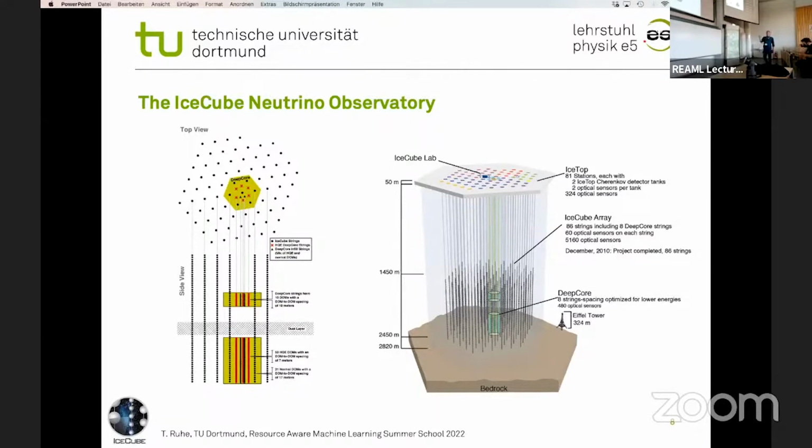And what this infill or upgrade array or whatever you want to call it does is lower the energy threshold. So we can detect neutrinos with IceCube down to energies of approximately 100 GeV. And for DeepCore, it's 10 GeV. So you lower the energy threshold by a factor of 10. For comparison, this is the Eiffel Tower. So this thing is really large.